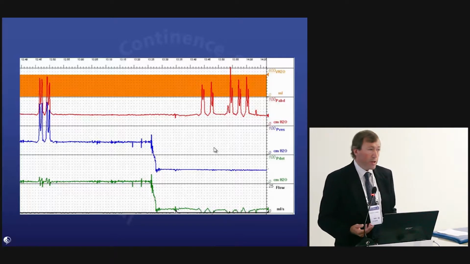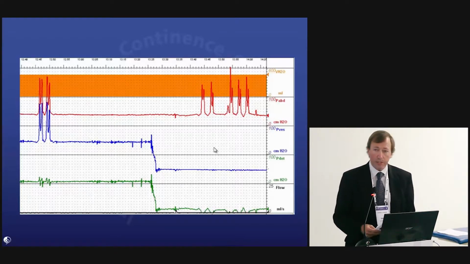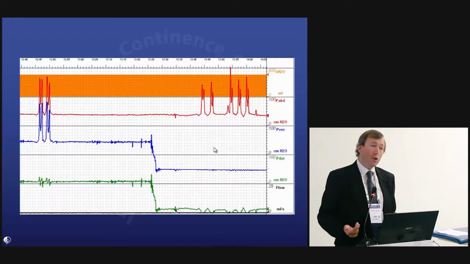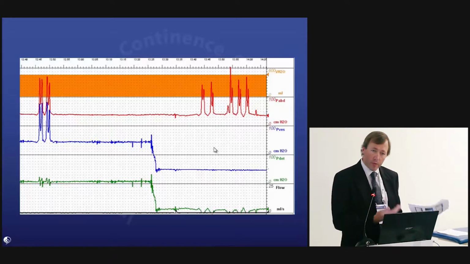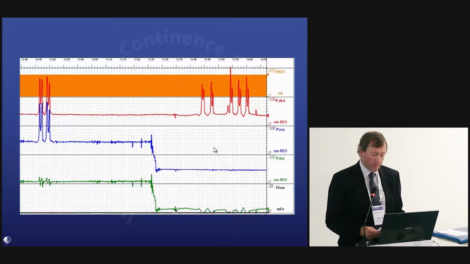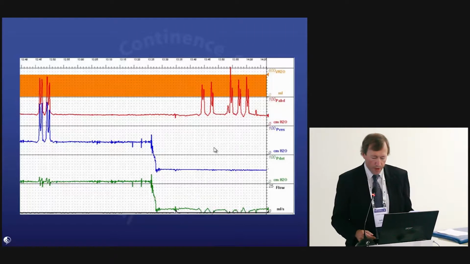So what do you do if this occurs in a urodynamic test? If you have not answered the urodynamic question, you've got to recatheterize. Put your patient back supine, recatheterize, flush again, and start from where you left off. It may be that your question has already been answered, in which case that's fine.